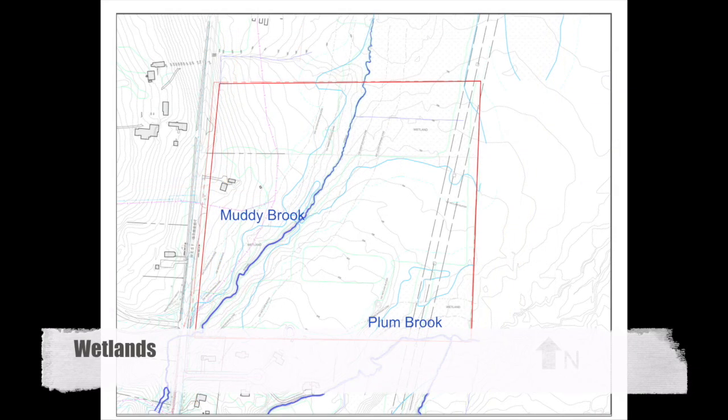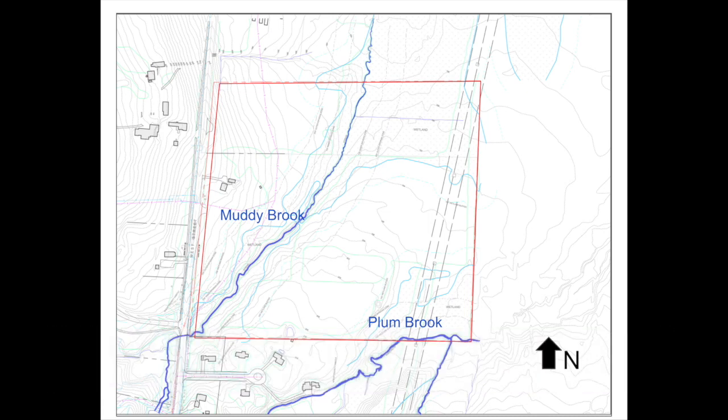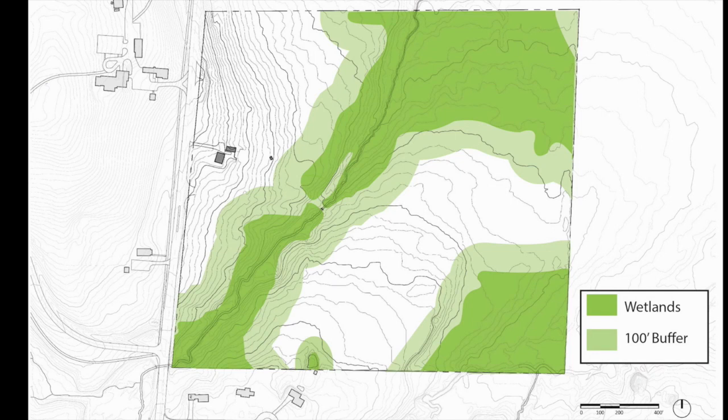There are two perennial streams running across our site. One is Muddy Brook, running from south to north, and the other is Plum Brook, running from west to east. Because of the location of these two streams on site, there are riparian zones accompanied by wetland buffers.